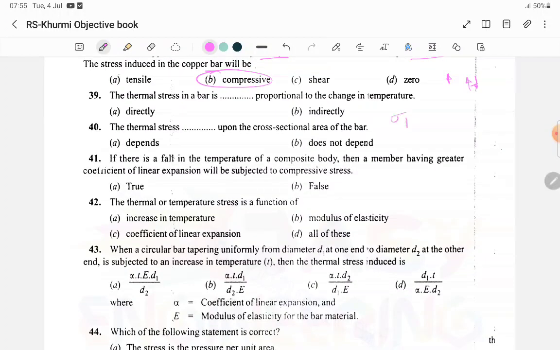Thermal stress in a bar is, what is the formula? Alpha into T into E. So it is directly proportional to change in length, alpha into delta T actually. Thermal stress does not depend on cross sectional area, because in the formula there is no cross sectional area.